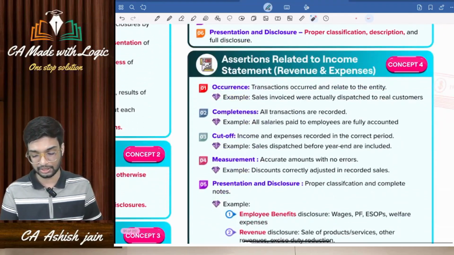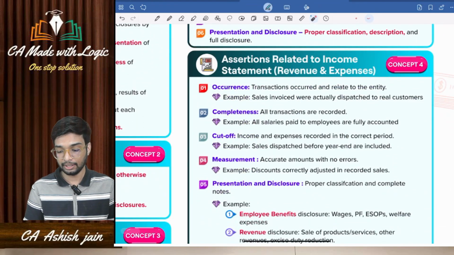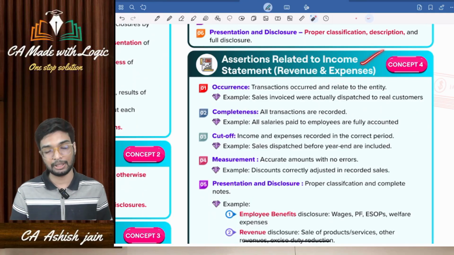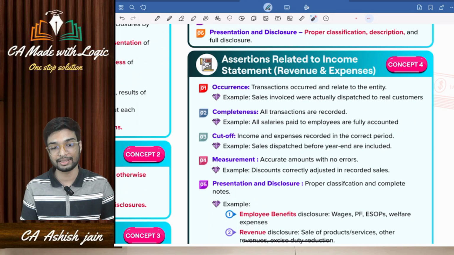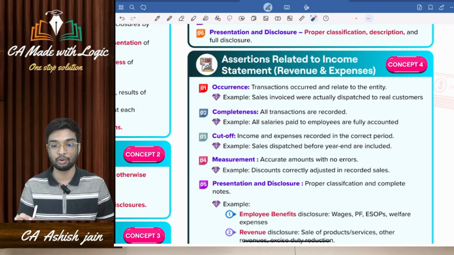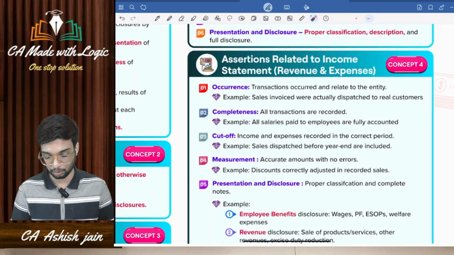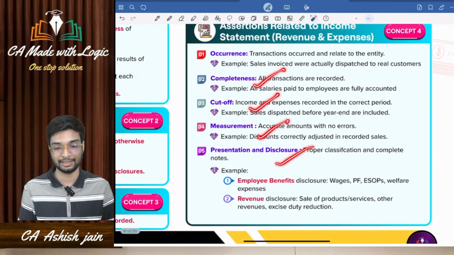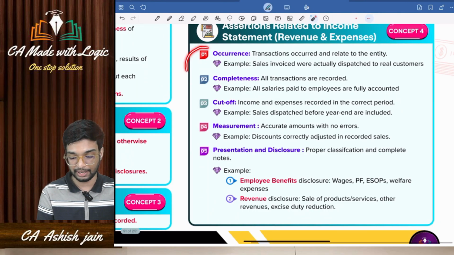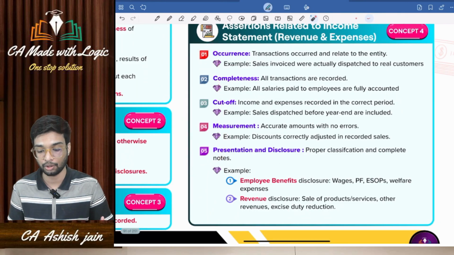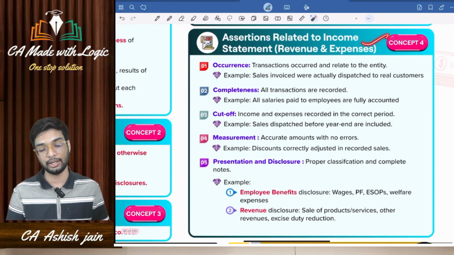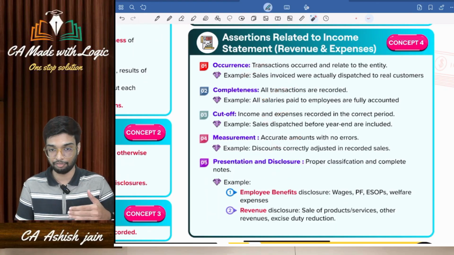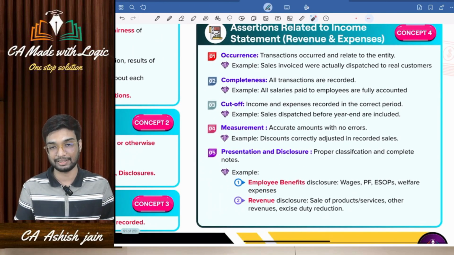Then comes assertions related to the income statement. In the income statement, revenue and expenses are there. So the income statement is nothing but the P&L. What assertions does an auditor have to look for in terms of the P&L statement? One is occurrence, another is completeness, cutoff, measurement, presentation and disclosure. So these are the 5 things which an auditor has to look after for assertions related to the income statement. I have already discussed what is meant by each point, so we will not waste further time.